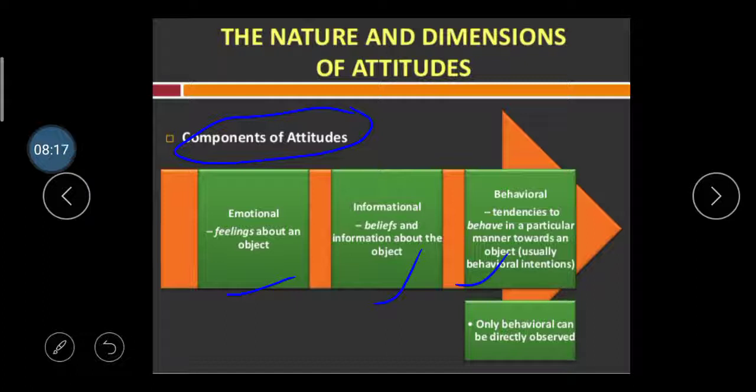Then after, the third is behavioral, meaning a tendency to behave in a particular manner toward the object. Usually behavior is intentional. So your behavior is considered entirely within attitude. Then only behavior can be directly observed, right.